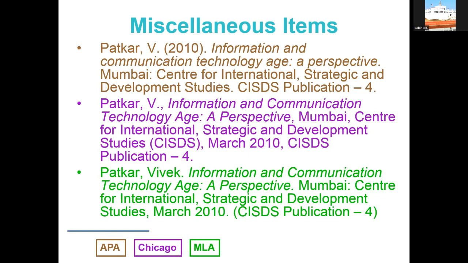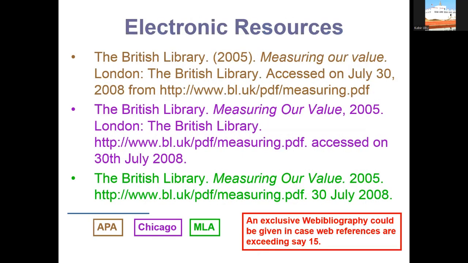Then third, Patkar Vivek, Information and Communications Technology Age, a Perspective, Mumbai, Center for International Strategic Development, March 2010, then CIS Publications 4, it is in bracket. So this is the way of giving the miscellaneous items like periodicals and other things. Now the references are being taken from the websites.